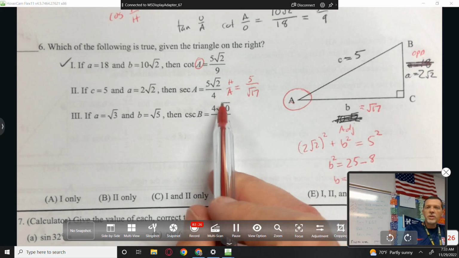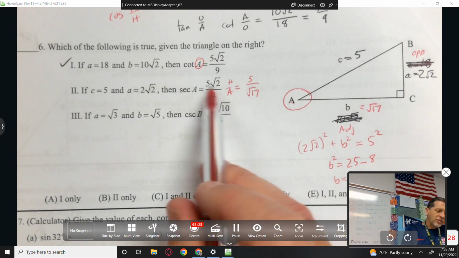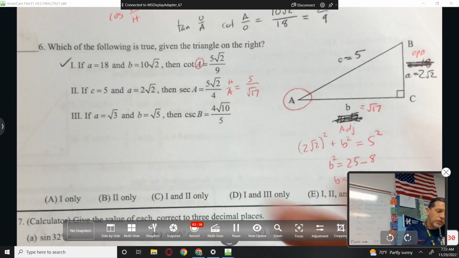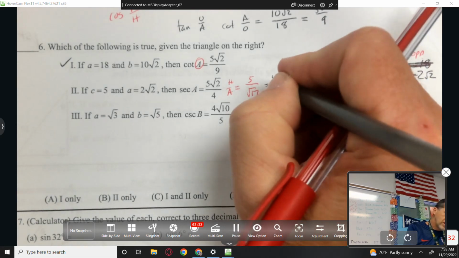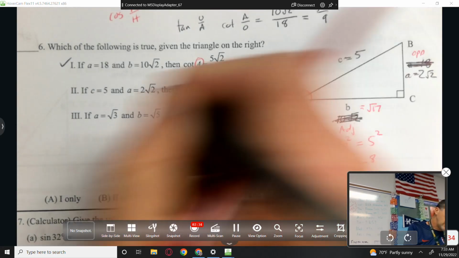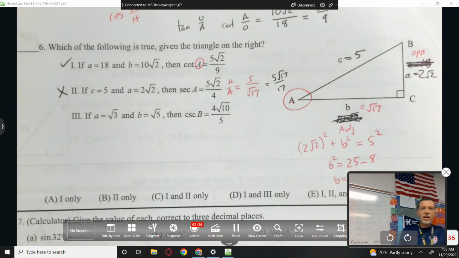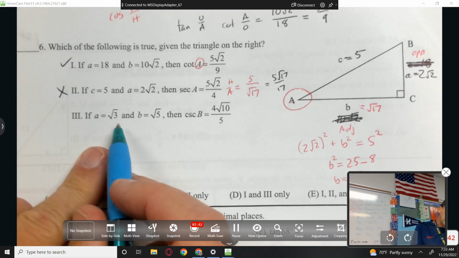So I don't know what this is. I mean, I guess I should fix it, but there's no way I'm landing at 5 root 2 over 4. So number 2 is not true. Statement number 2 is not true. All right, statement number 3.